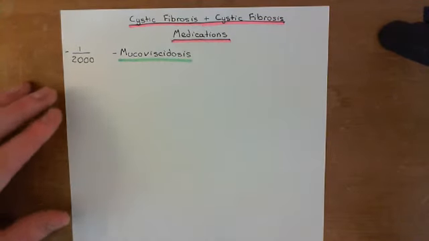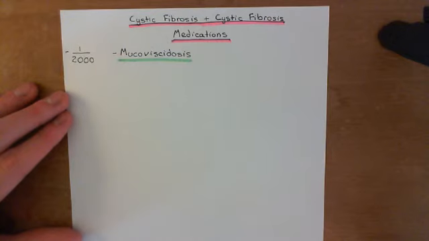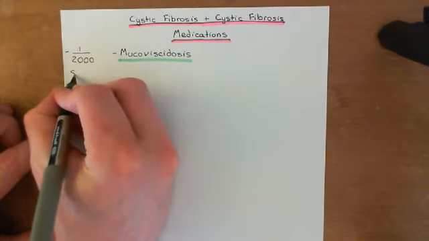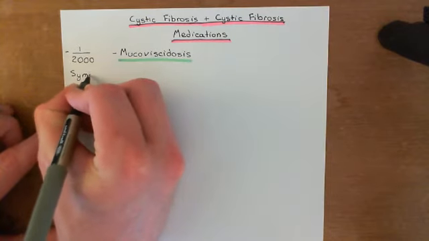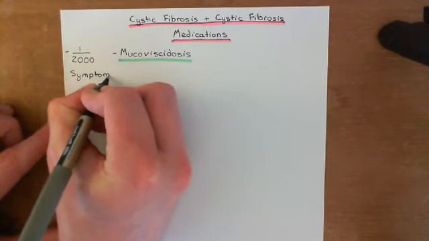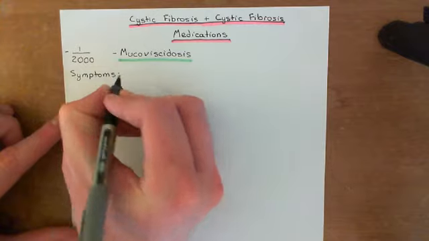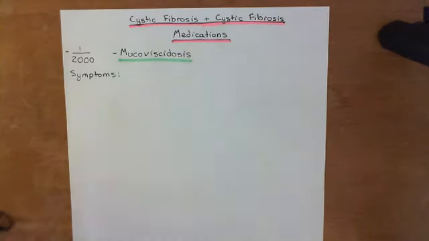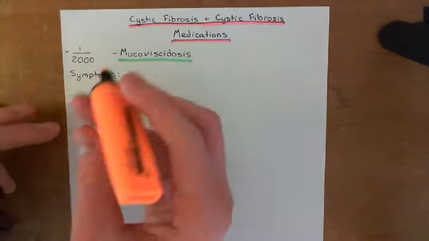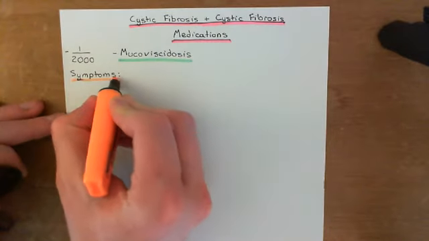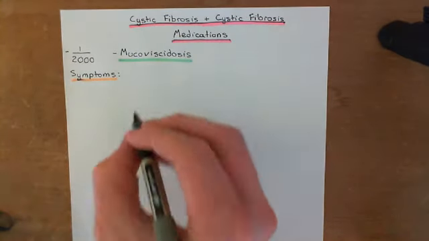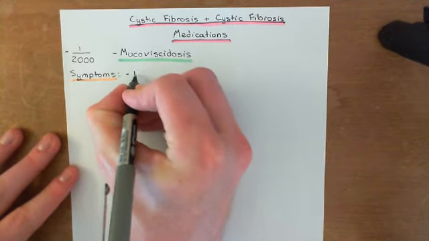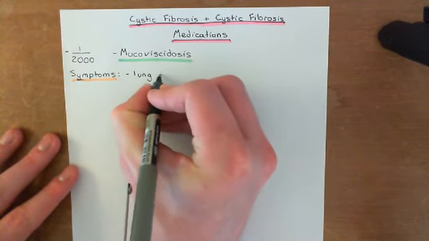Right. So, enough background knowledge. Let's now move on to what the actual symptoms of cystic fibrosis are. Let's begin with the symptom that usually ends up killing people with cystic fibrosis, which is the respiratory symptoms of the disease. So what happens in the lungs? You get lung disease.